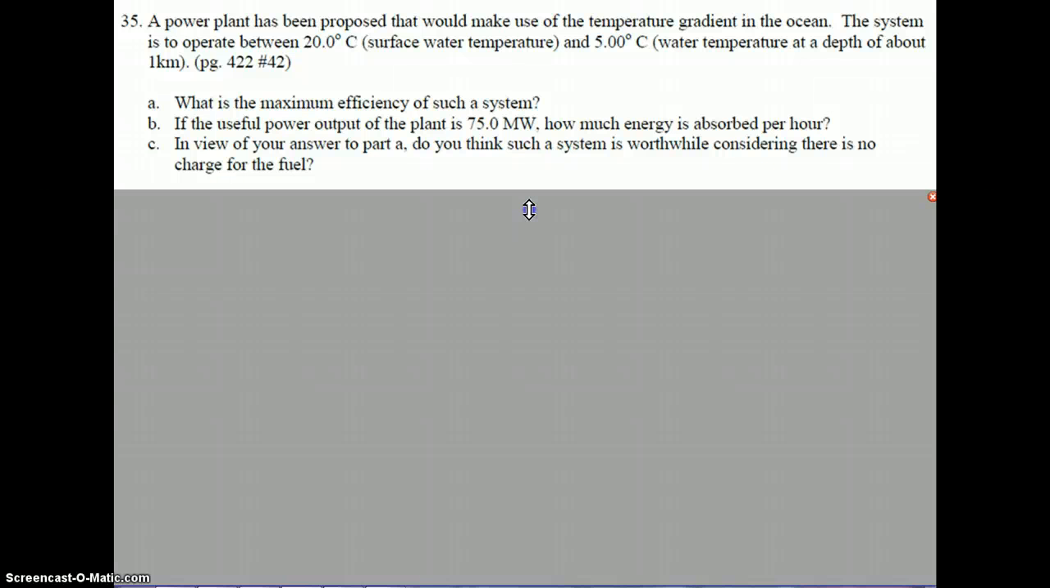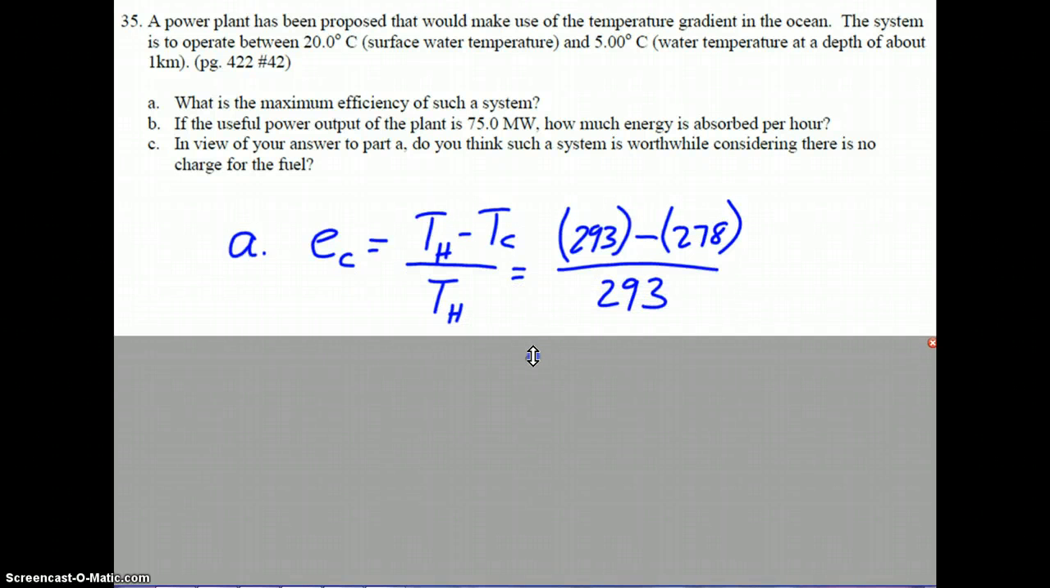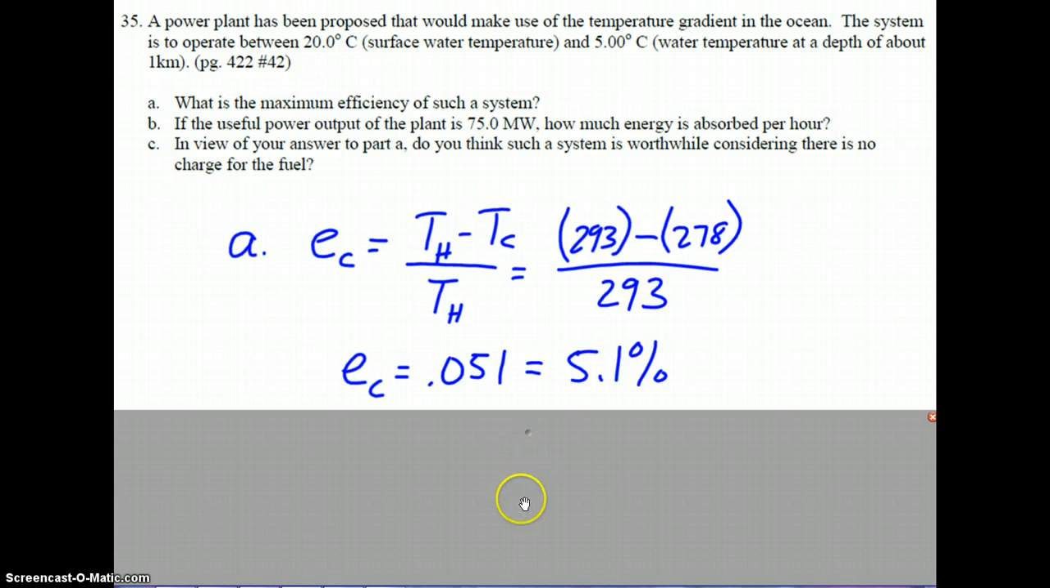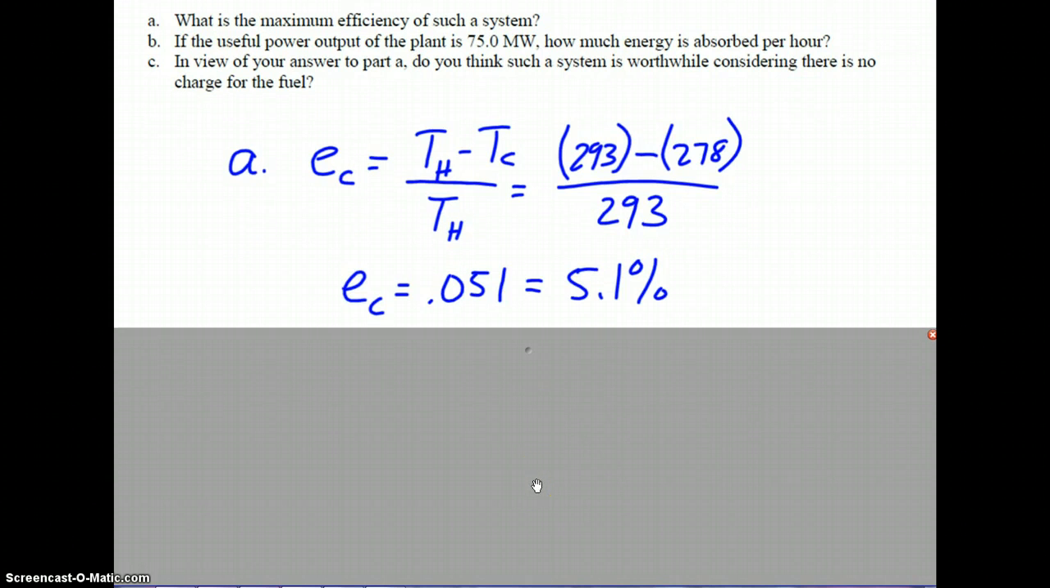All right, let's tackle A first. The maximum efficiency is the Carnot efficiency. So we set up our Carnot efficiency equation, make our substitutions, converting our temperatures to Kelvin. And we can see that we get an efficiency of 0.051, or as a percentage, 5.1%. Pretty low efficiency. Very low efficiency. More on that to come.